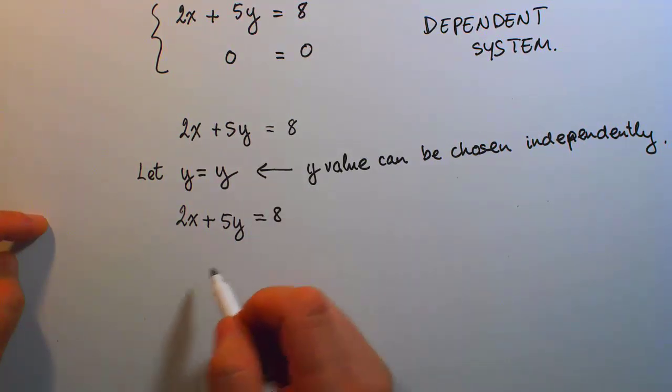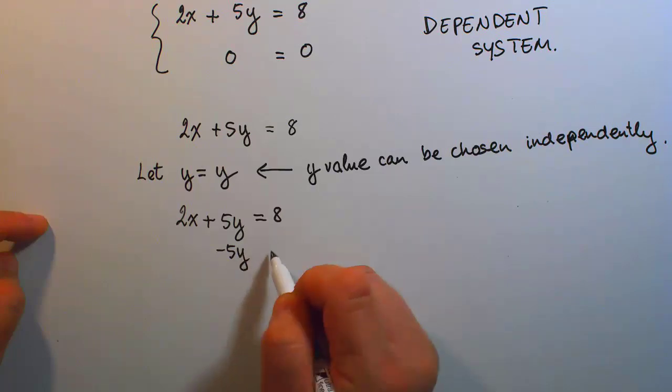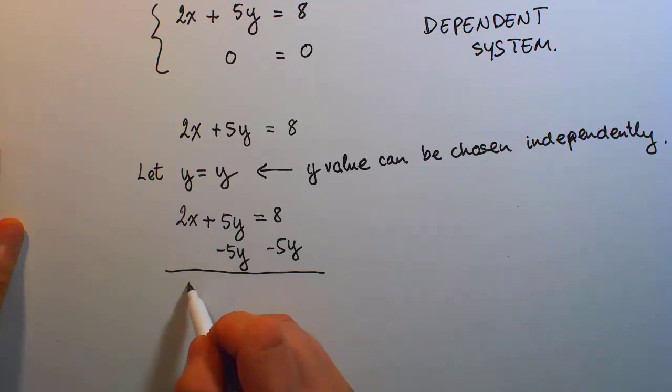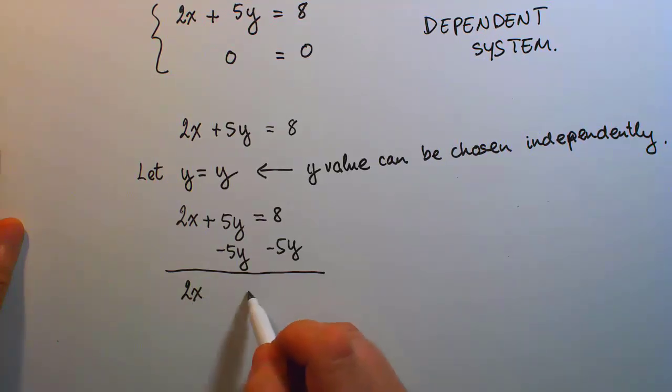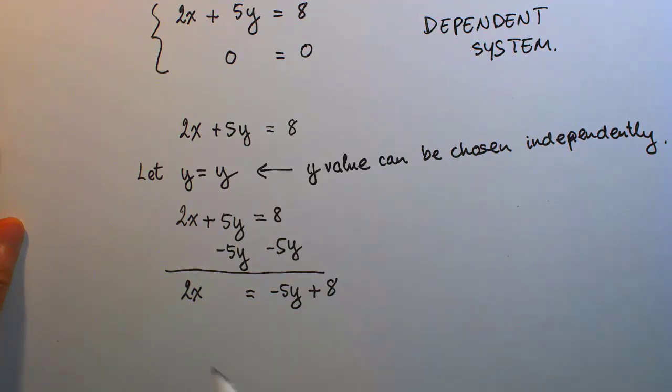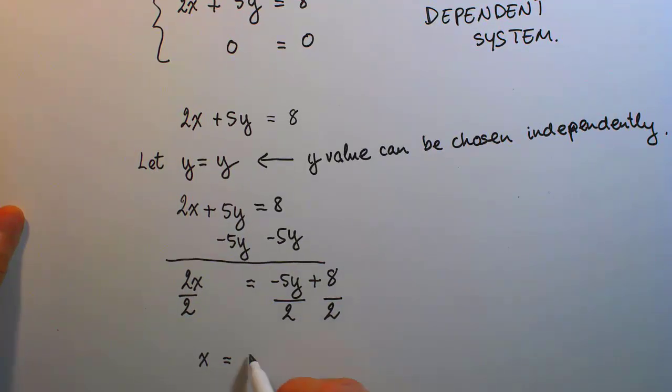Here I subtract 5y from both sides of my equation. Consequently, I reduce down to 2x equals minus 5y plus 8. Further, I divide both sides by 2. This brings my equation into a final expression: x equals minus 5 halves y plus, and 8 halves can be reduced down to 4.